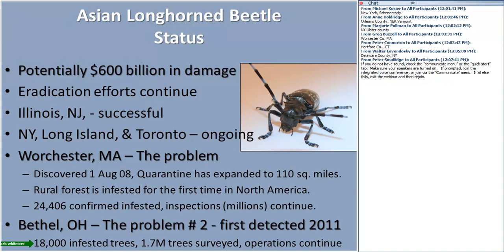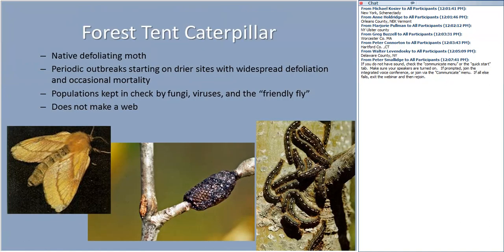These numbers, I'm afraid, are a little bit old. I've neglected to update them since I got the most recent information. But this is impressive. 1.7 million trees surveyed. That's a heck of a lot of trees, and I'm very thankful of the effort that's going into eradicating this insect.